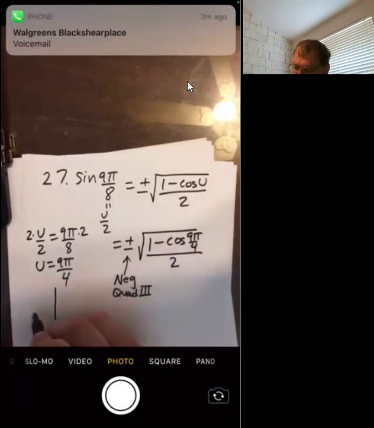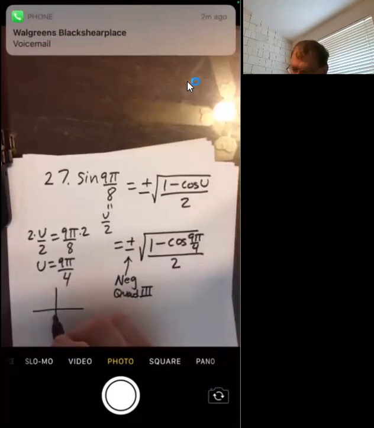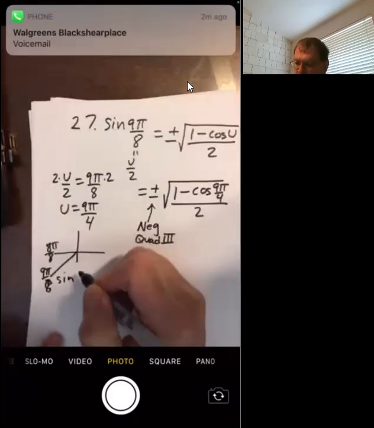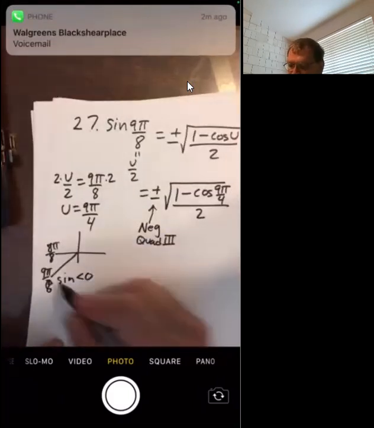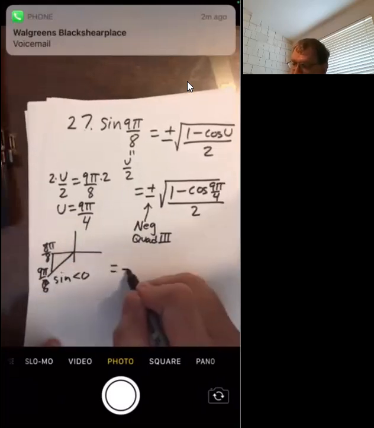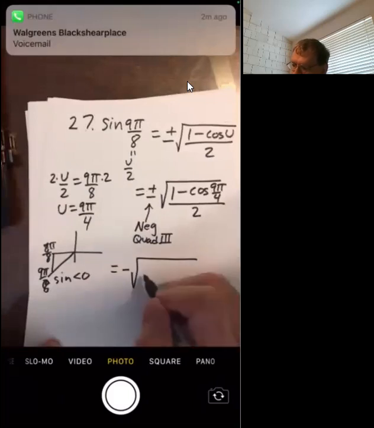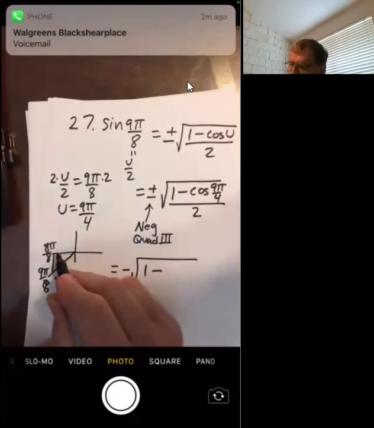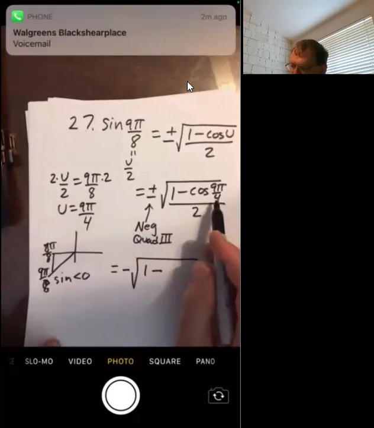9 pi over 8, this would be 8 pi over 8 at pi, so 9 pi over 8 is into the third quadrant. Sine is negative, the y coordinate is negative. So we're going to get a negative square root of 1 minus the cosine of 9 pi over 4.